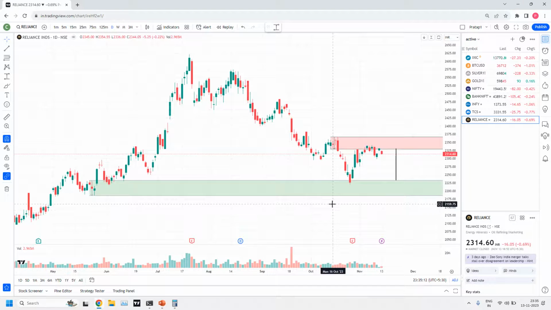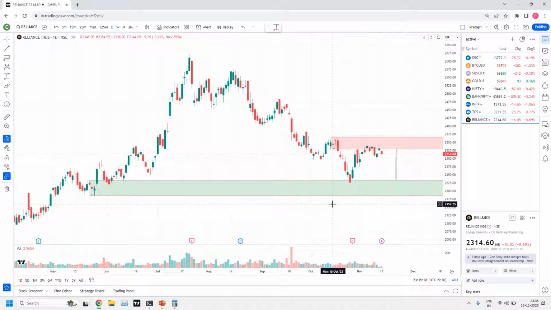One to two is not a very good risk reward. Minimum 1:3 should be there. Minimum. Or if you are a very experienced person, 1:2.5, 1:2.6, you may consider. If your analysis is very accurate, you can take that risk.